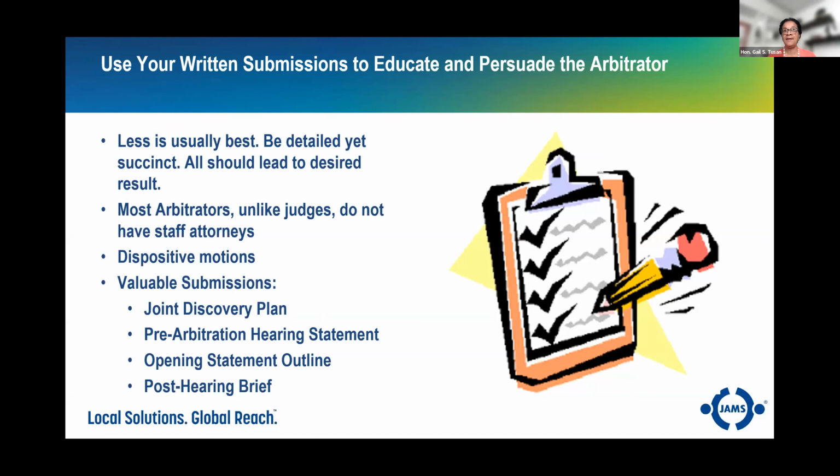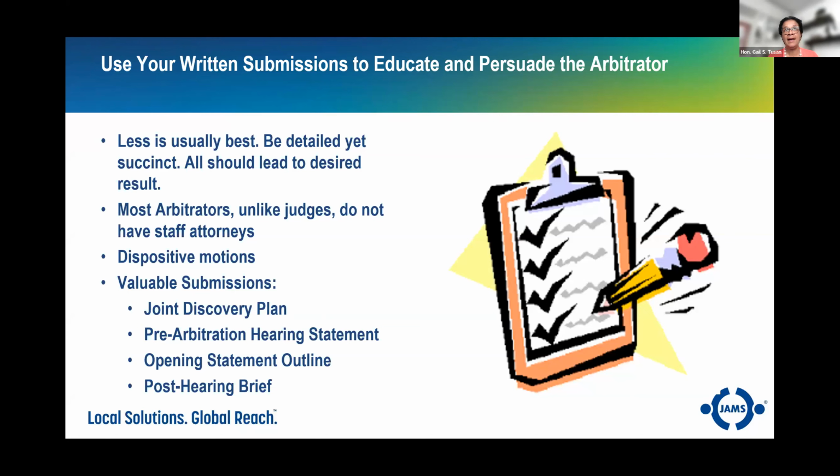Prior to an actual final hearing, I have found it very helpful to have pre-arbitration hearing statements submitted that set forth, once again, what your claims are, what your authority is, and the specifics of the relief that you are seeking. It has been helpful as well when the actual hearing begins to have a hard copy or an electronic copy of an opening statement outline, whether that's a PowerPoint or some other document that has been prepared, that is available to the arbitrator to refer to throughout your hearing.